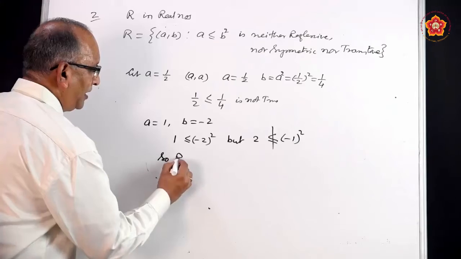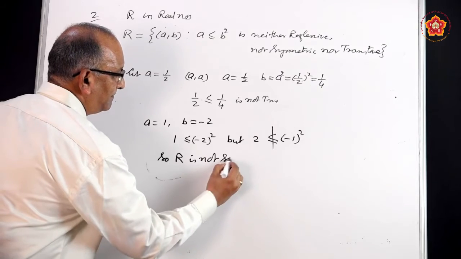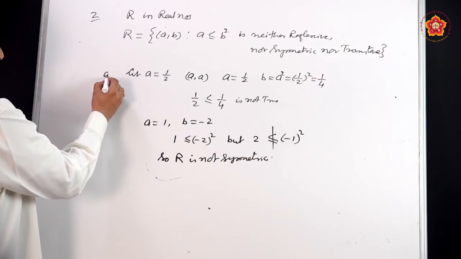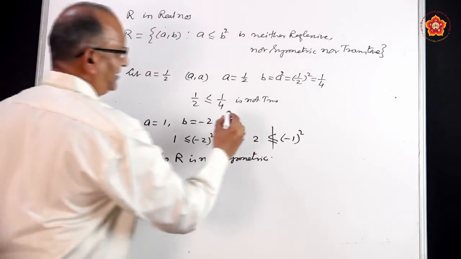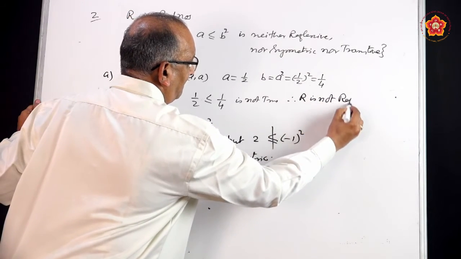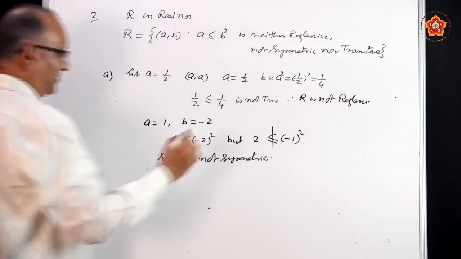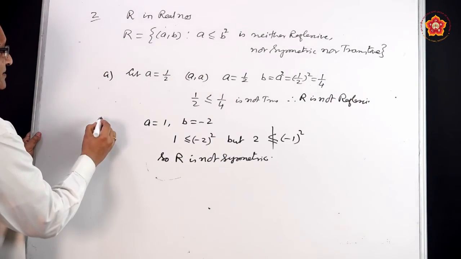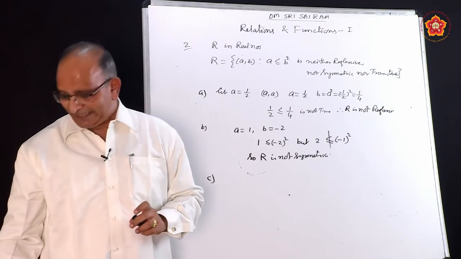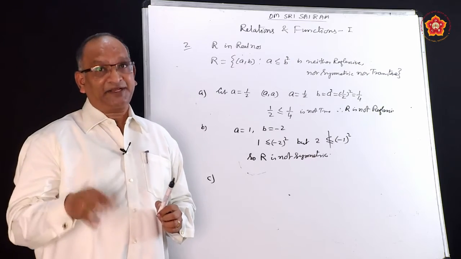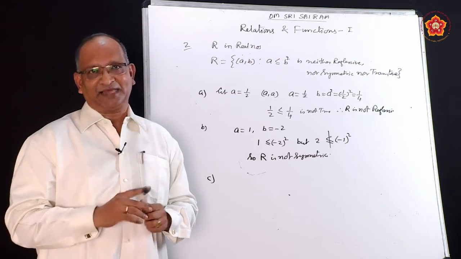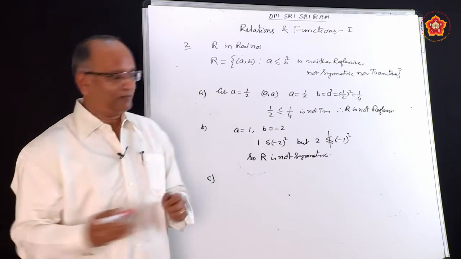So, R is not symmetric. This was one example for reflexive. Here you should write, hence R is not reflexive. Here we concluded that R is not symmetric. This is another example. Take one more example in order to prove that it is not transitive. He himself said it is not transitive. We are just confirming that it is not transitive by giving various examples. So, let us take one more example.